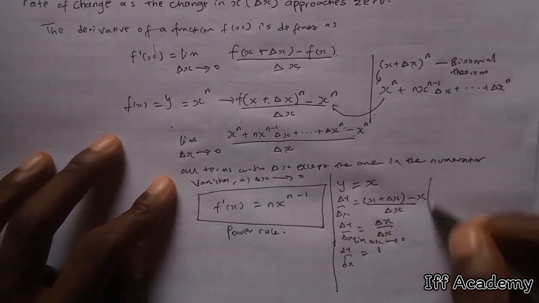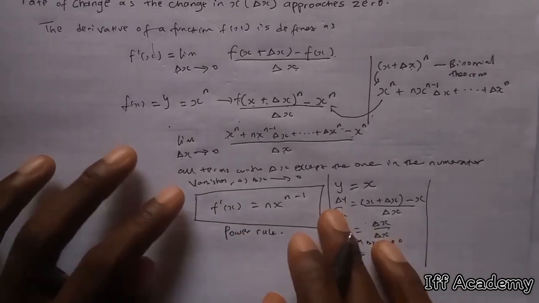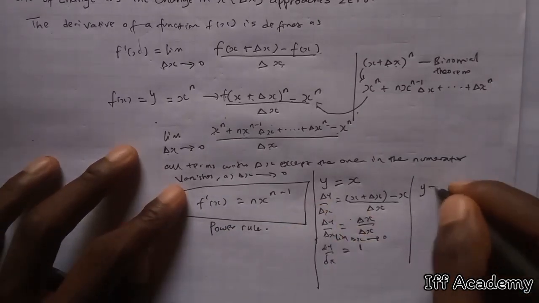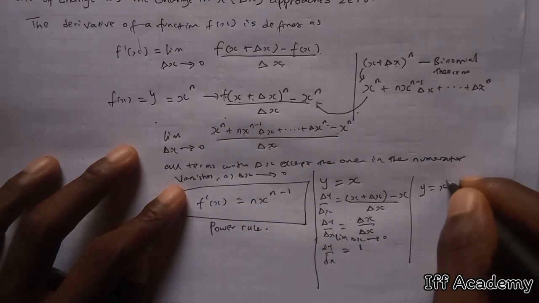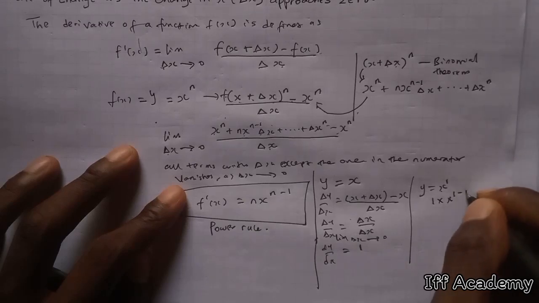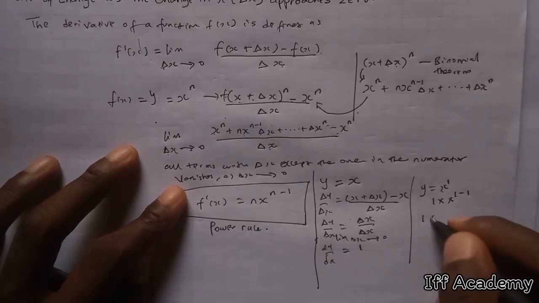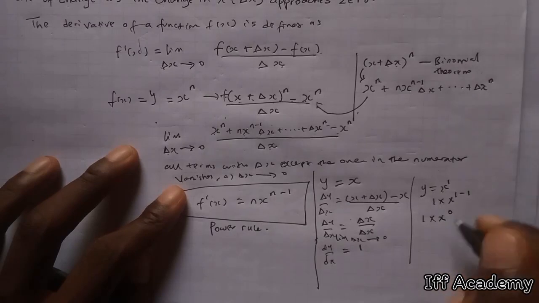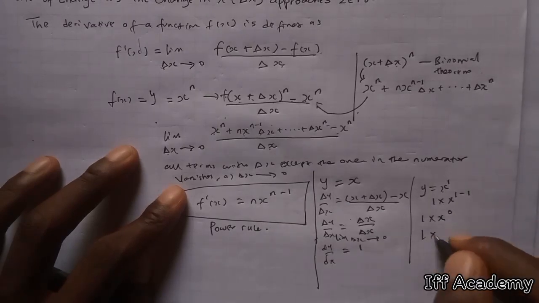If you use the other formula, y equals x is the same thing as y equals x raised to the power 1. So it's 1 times x to the power 1 minus 1. We have 1 times x to the power 0, and x to the power 0 is 1. So we have 1 times 1, which gives you 1.